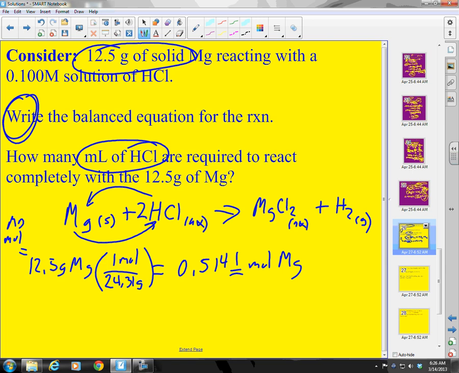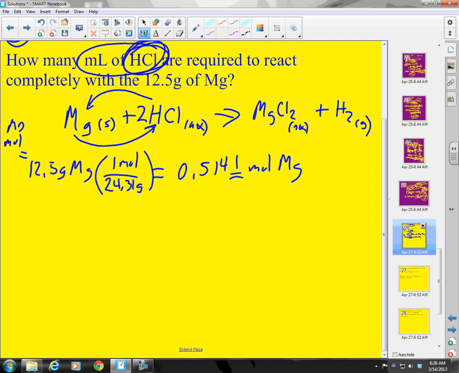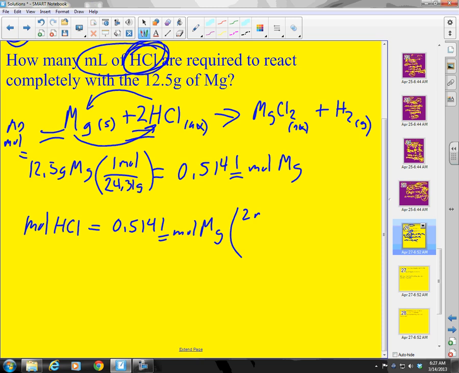So then what do I need to know? I need to know something about hydrochloric acid. So how do I go from magnesium to hydrochloric acid? Well, I can get moles of hydrochloric acid by taking my moles of magnesium times what? Well, the mole ratio. What's the mole ratio between magnesium and hydrochloric acid? Well, I have 2 moles of hydrochloric acid for every 1 mole of magnesium. So then that would mean I take that number, multiply it by 2, and I have 1.028 moles of hydrochloric acid, right?